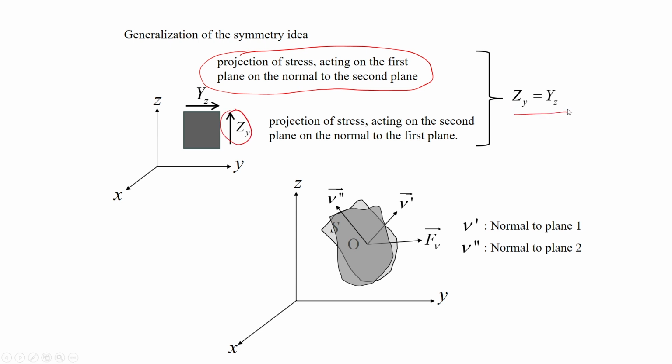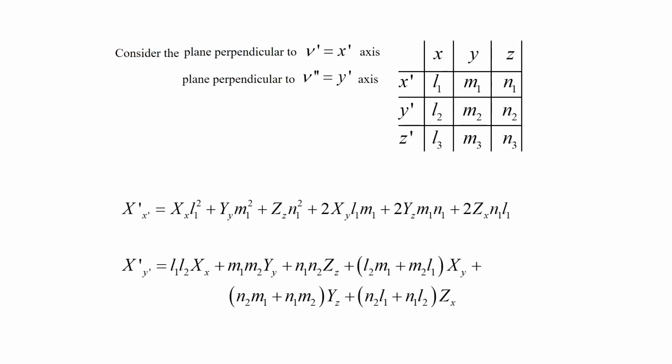This particular statement we can generalize for any two normal directions, nu dash and nu double dash. The normal to plane 1 is, let us say, nu dash, and the normal to plane 2 is nu double dash. We can do this transformation of the stresses from one coordinate system to another, or from one plane to another plane. Going by that idea, we can do this coordinate transformation here too.